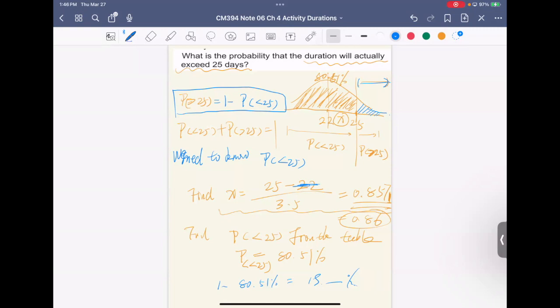Which one? Which formula? This one? No, I'm not a statistician. No, this was a long time ago. So basically, let me see this.